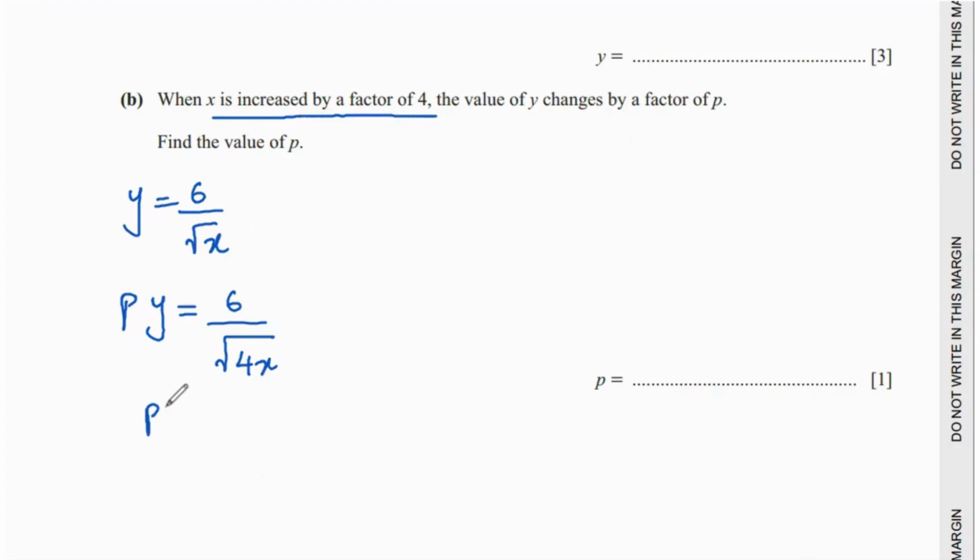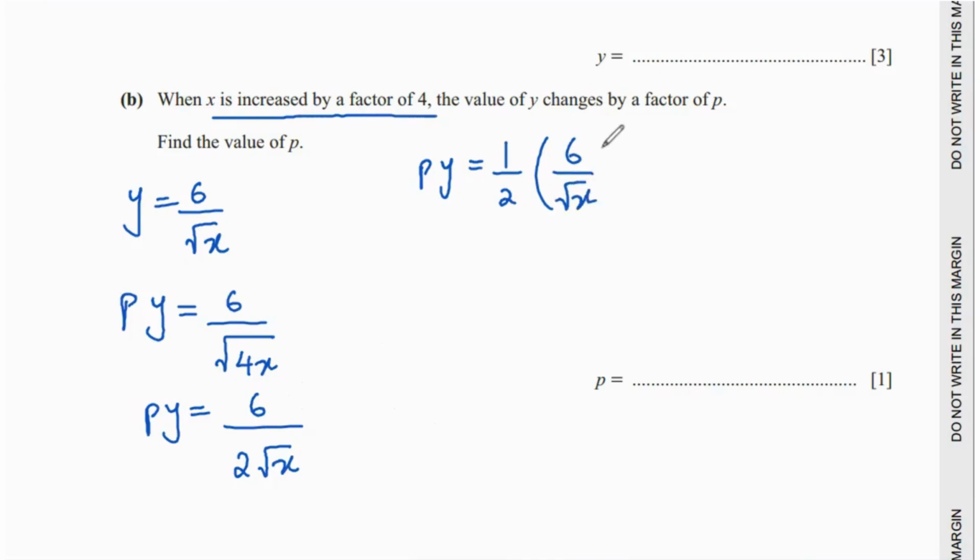So when we take this square root of 4, that gives us 2, and this becomes root x. So if we isolate this, 1 over 2 bracket 6 over root x. 6 over root x is the same as y, and b is the same as 1 over 2, which means 1 over 2 equals b. That is your answer.